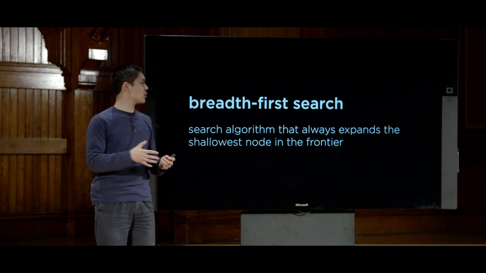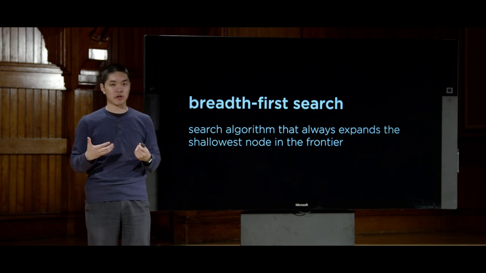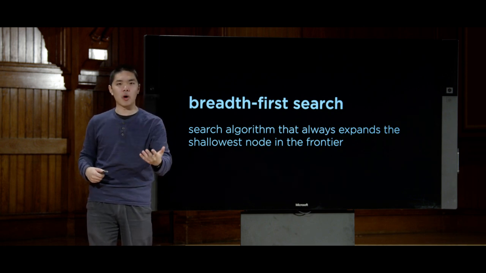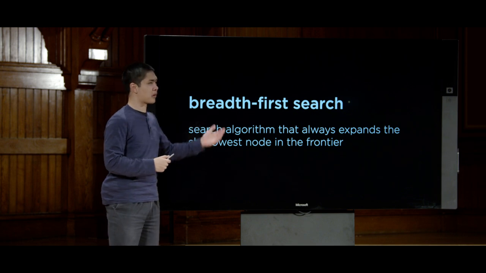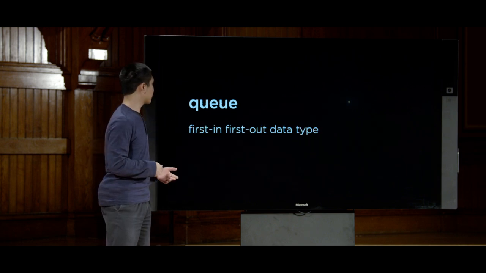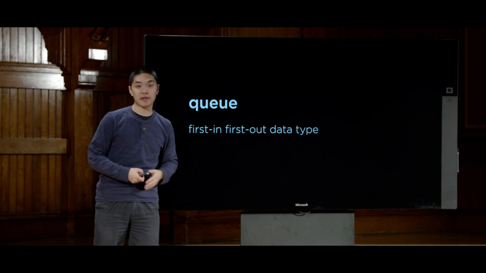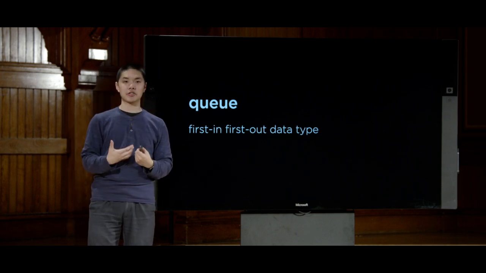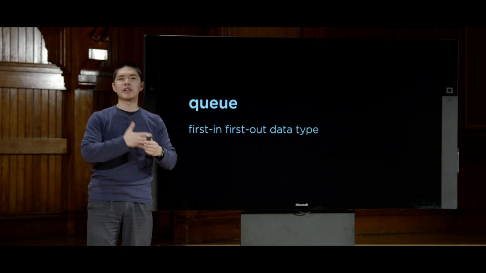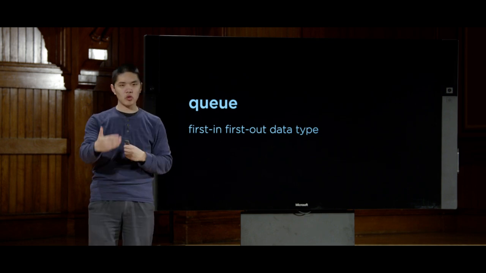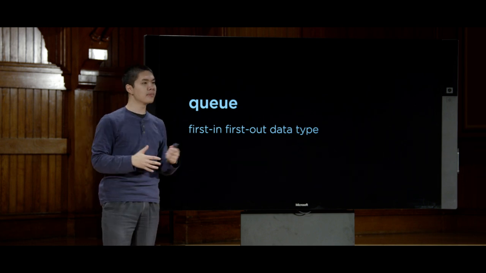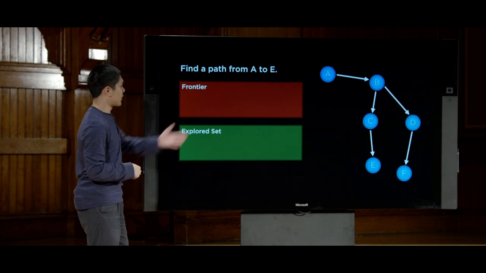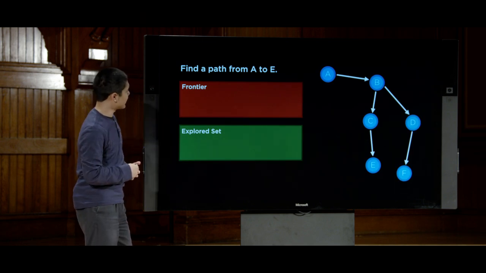Well, it means that instead of using a stack, which depth-first search, or DFS, used, where the most recent item added to the frontier is the one we'll explore next, in breadth-first search, or BFS, we'll instead use a queue, where a queue is a first-in, first-out data type, where the very first thing we add to the frontier is the first one we'll explore, and they effectively form a line, or a queue, where the earlier you arrive in the frontier, the earlier you get explored. So what would that mean for the same exact problem, finding a path from A to E?